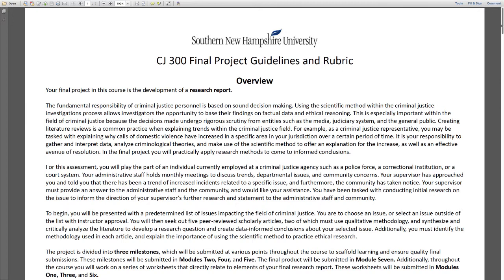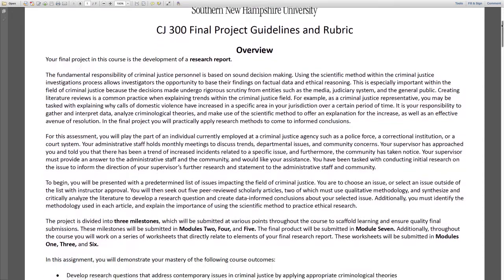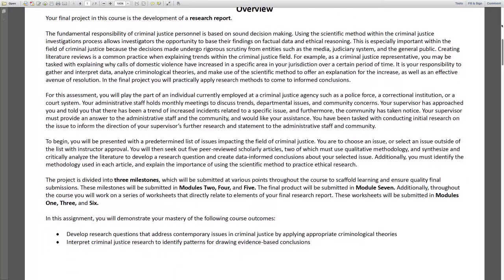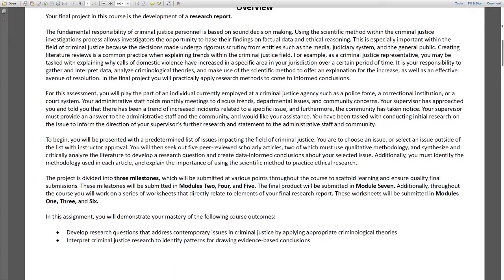We are in module or week 7. All of that hard work is now going to be brought together for your final research project or research report. You can take a look at this, and this is the general information. In week 1, it was part of the assignments to read through, to make sure that you understand, and again it explains that each of the modules has a milestone or a worksheet to guide you and get you to the point where you can write this research project.